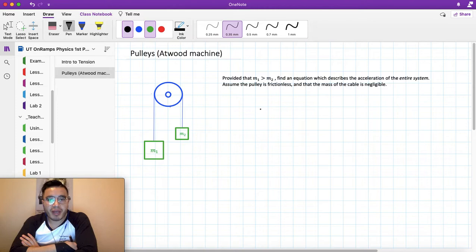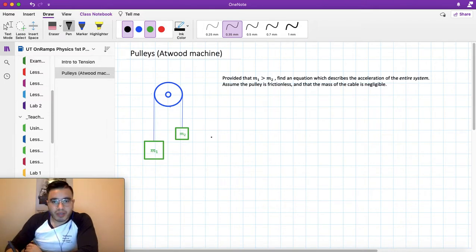It says, provided that mass 1 is greater than mass 2, find an equation which describes the acceleration of the entire system. Assume the pulley is frictionless and that the mass of the cable is negligible. Don't forget, every time we have the word assume in physics problems, it's a good thing. So, better said, because if we don't assume that the pulley is frictionless and we don't neglect the mass of the cables, this problem becomes a monster, but we don't have to do that, okay? So now let's get started.